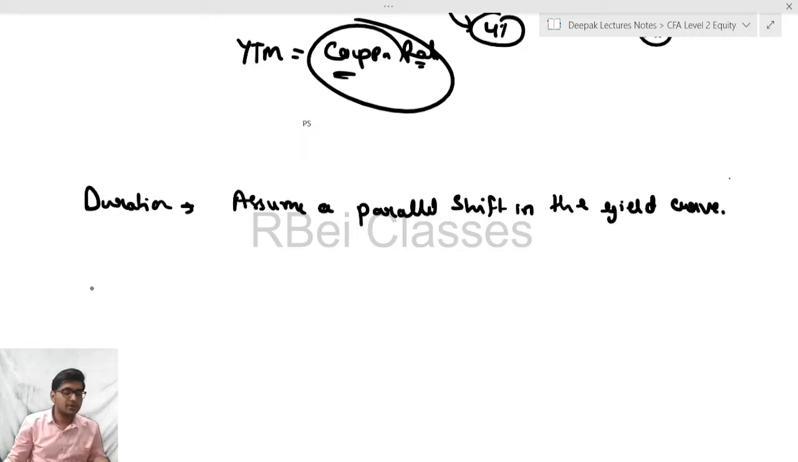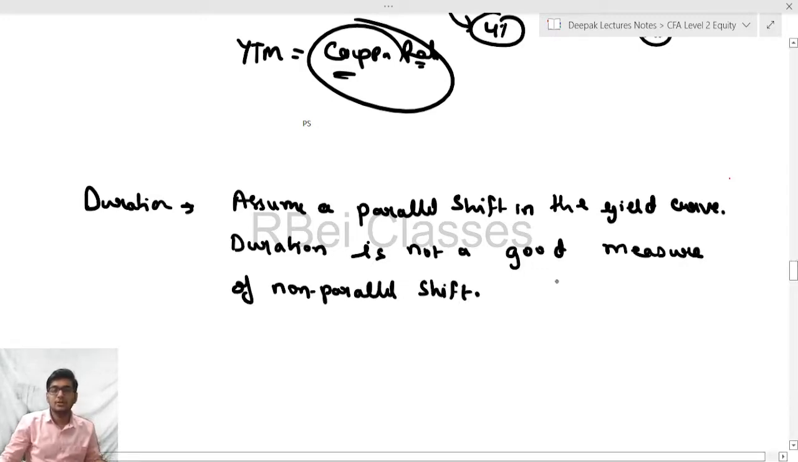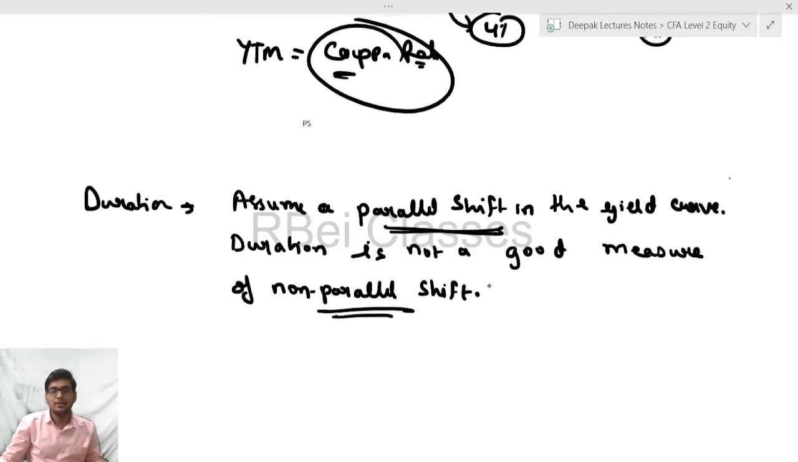Duration is not a good measure of non-parallel shift. Clear? So duration measures mostly for the parallel shift. When it comes to the non-parallel shift, duration will not work best for you.